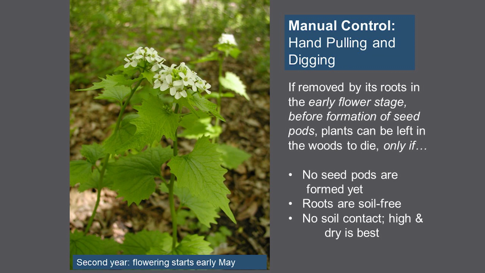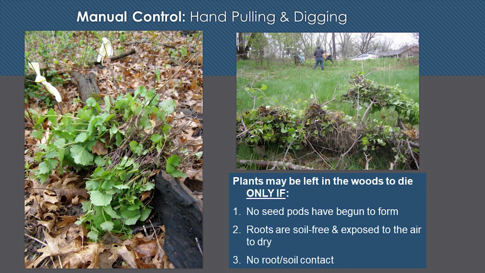No seed pods are formed yet. Roots are soil free. So if you shake all the soil off the roots and gather them into a bundle, I usually will put the root side up so that the roots are sure to dry out. You just put those in the spots that I told you about before: in the crotch of a tree, on a log, on a rock, that type of thing. Okay? No need to bag.